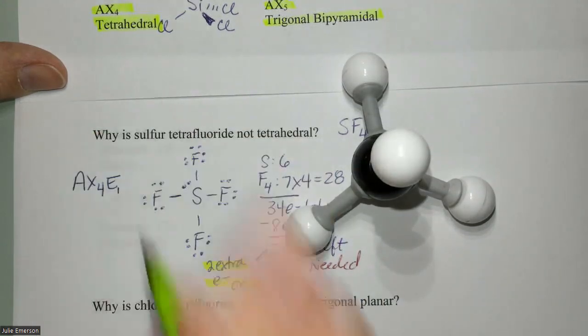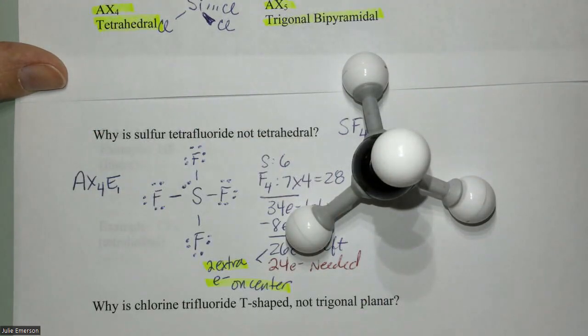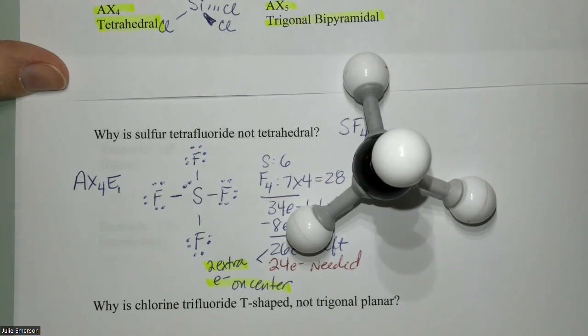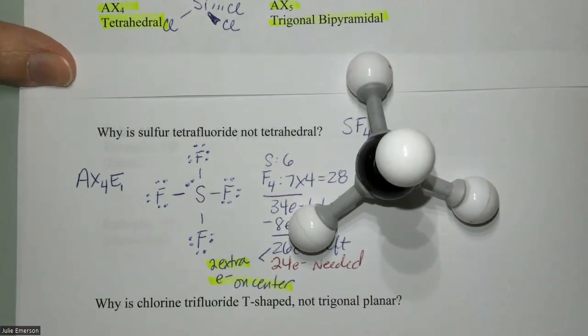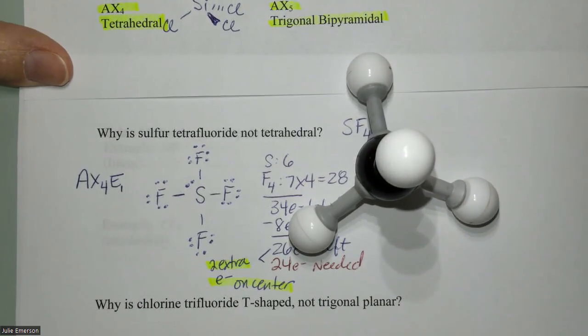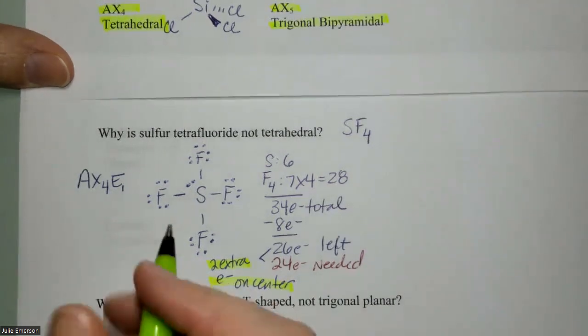So we only have 1 lone pair on the sulfur. Now, what happens is we have a distinction between what's called an electron group geometry and a molecular geometry. And the lab will definitely make you focus on this quite a lot.